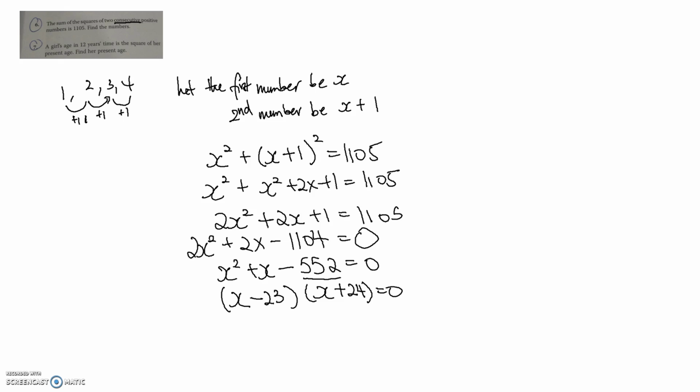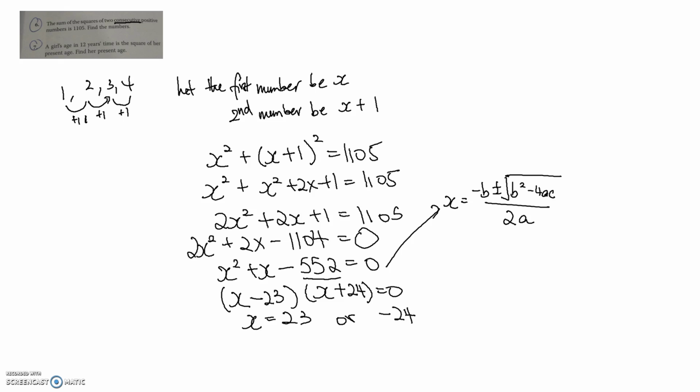Those of you having trouble with this factorization can try the formula x equals minus b plus or minus the square root of b squared minus 4ac, over 2a. This will get you the same answer. Solving for x, you get x equals 23 or minus 24. Between these two answers, we need to reject one. Why do we reject minus 24?